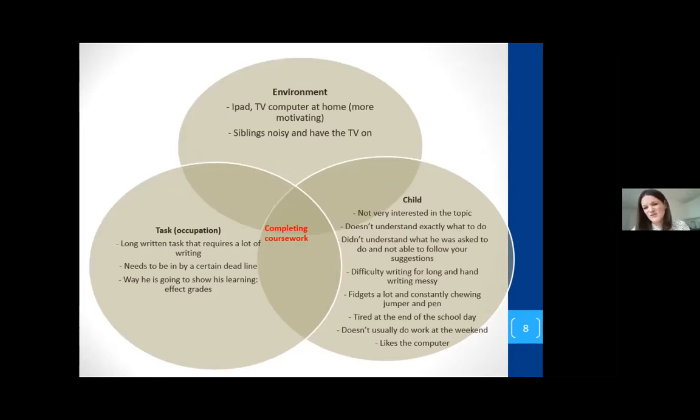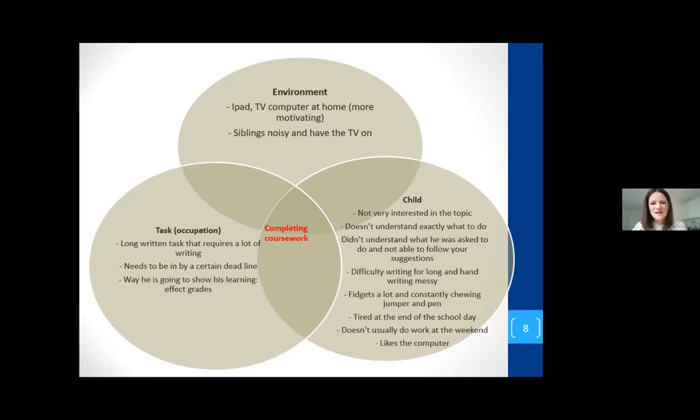We might have a child that's not very interested, that doesn't really understand it, that takes too long writing because their writing's messy, they fidget, they're tired at the end of the day, they prefer to do something else. So that's what's going on for the child. In the environment, they might have noisy siblings, the TV on, all those things are getting in the way of them being able to complete their work. And they have other things that are more motivating around them. So doing their own computer games or playing their own games.